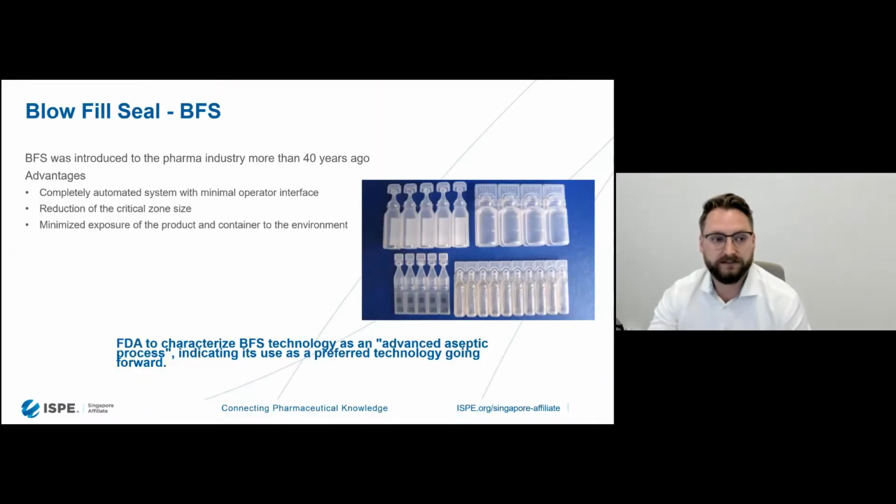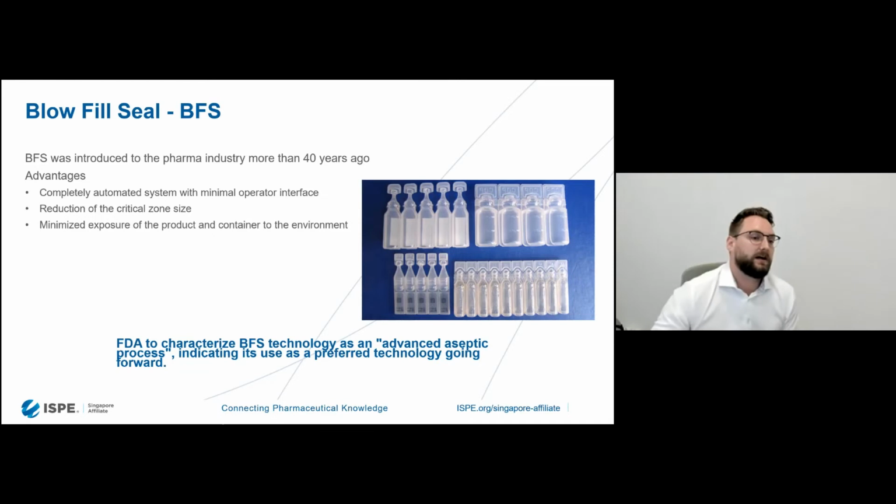So there's a few things we'll talk about. The first one is blow, fill, seal, BFS. It's actually quite old. It was introduced more than 40 years ago, but recently it's becoming an advanced aseptic processing. The FDA has indicated that it is the preferred technology going forward. So if the product can handle being filled with a BFS system, then you should definitely look into it.